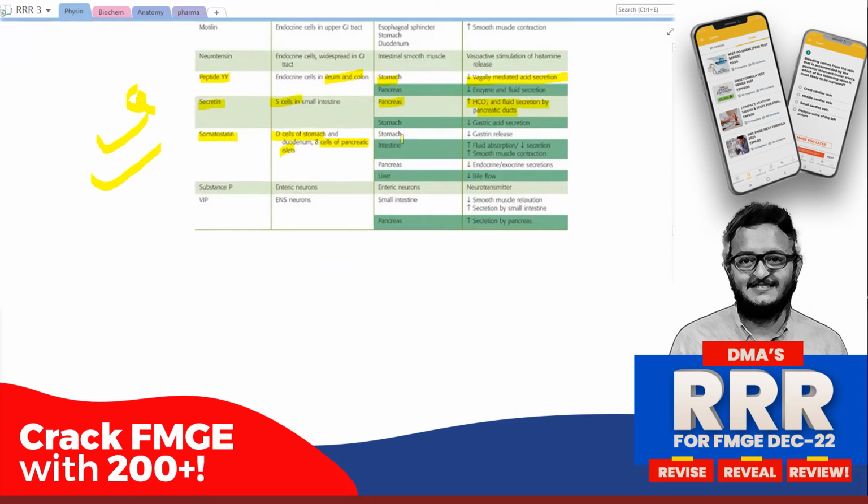Now somatostatin, where does it act? It acts everywhere. It acts on the stomach and causes decreased gastrin release. That will lead to decreased H plus, because gastrin was the main one to increase H plus. Then it acts on the intestine and causes increased smooth muscle contraction, which leads to further gastric emptying. Then it acts on the pancreas and decreases endocrine and exocrine secretion. And in the liver, it decreases bile fluid.